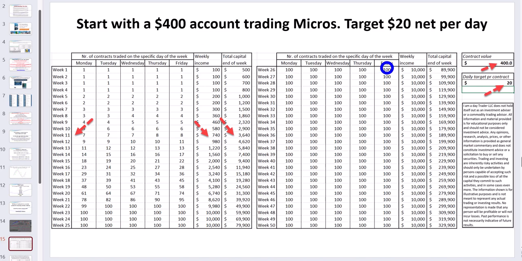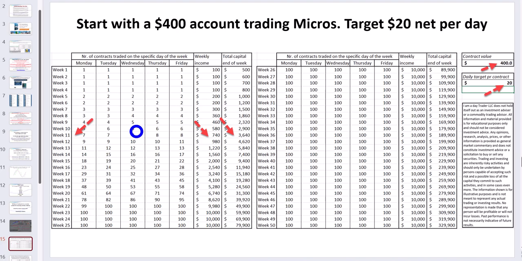But here's what it means to you, and this is the Excel spreadsheet and the instructional video you can download. If you've got a $400 account, you go for $20 a day. Within 12 weeks, traders, you've got $4,600 in your account on the basis of just $20 a day. And that's on the basis, if you haven't seen one of my videos before, where you only start trading an additional contract every time you earn $400. So it's very conservative. You're using the market's money.